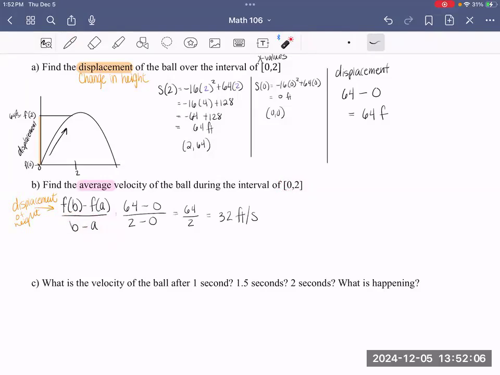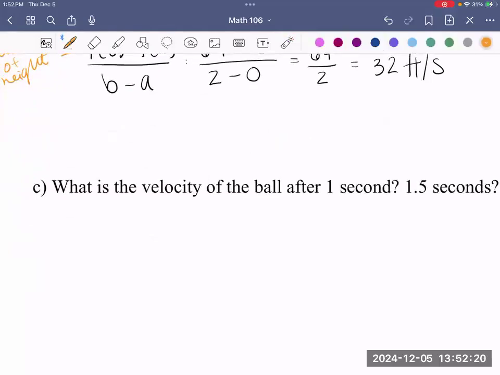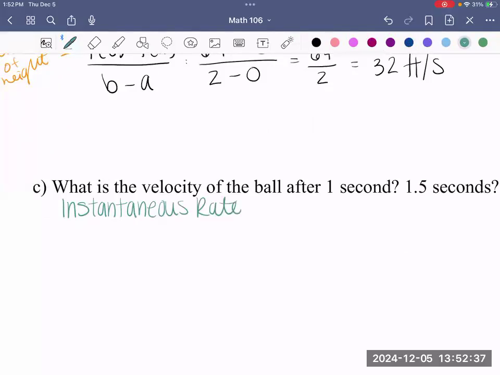Now, when it says what is the velocity of the ball after 1 second, and then 1.5 seconds, and 2.5 seconds, let's evaluate what is happening. So it says, what is the velocity of the ball for that one? Is it asking for an average or an instant? Well, because it's at specifically 1 second, this is going to be looking for an instantaneous rate. And again, for instantaneous rate of change, we're looking for that first derivative.